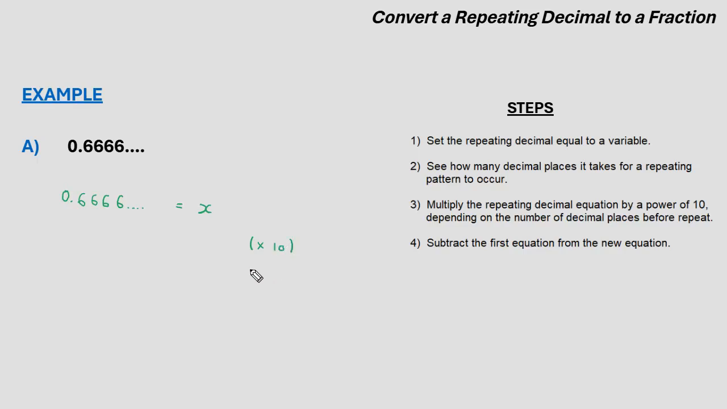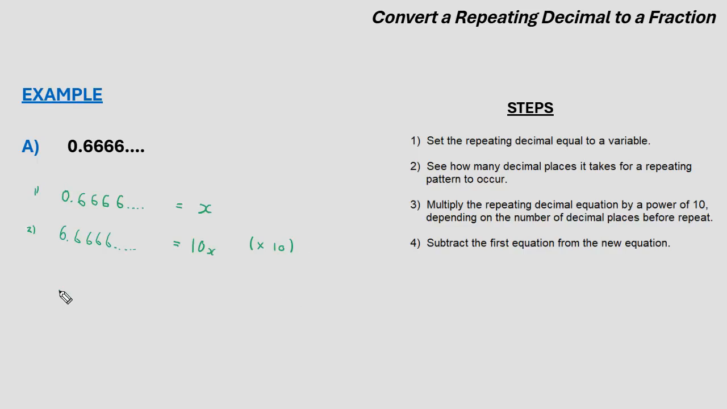So let's multiply by 10. Now on the right side, x multiplied by 10 simply gives us 10x. Now on the left side, multiplying this by 10 will move the decimal point 1 place to the right. So we'll have 6 point followed by a repeat of 6s afterward. So now that we have done step 3 and our multiplication by a power of 10 is done, we have our first equation followed by our new second equation. And step 4 says we subtract the first equation from the new one.